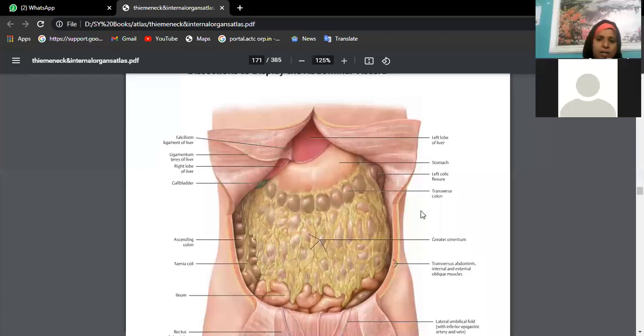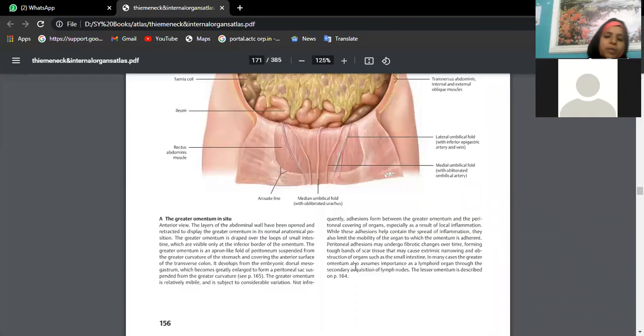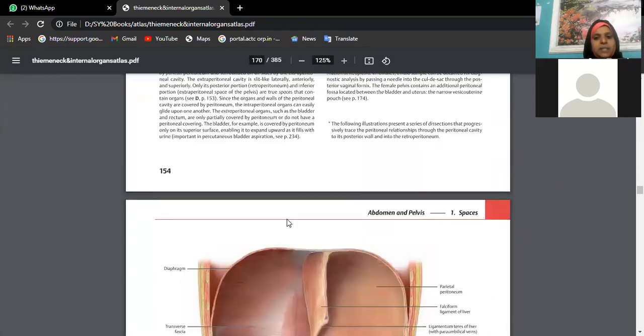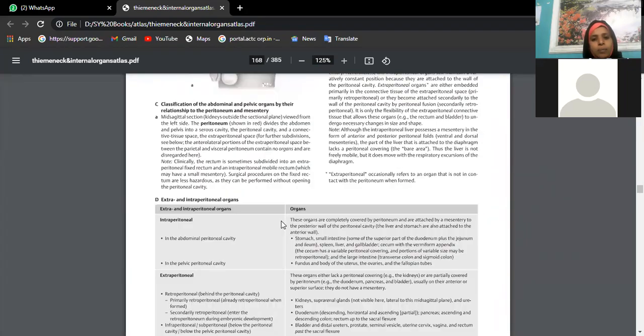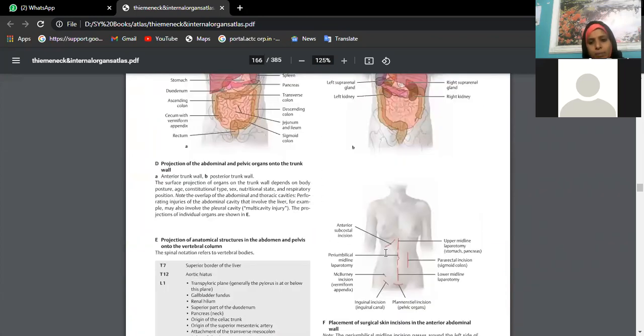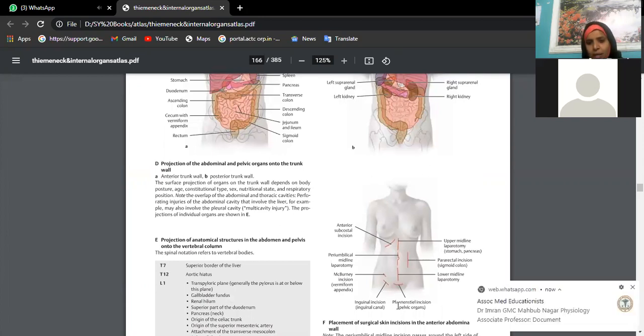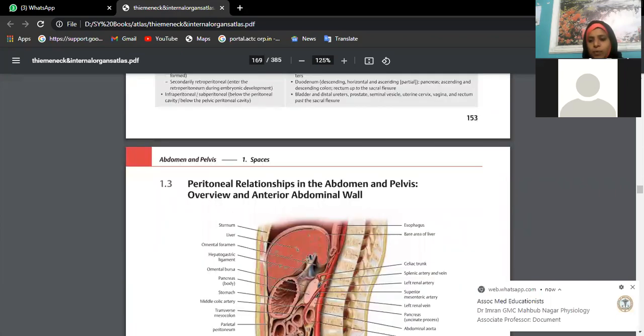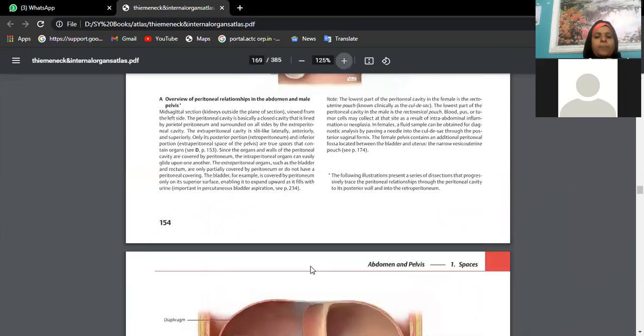Let's start. Again, I'll tell you a few points which are of importance. First, when you are exploring the abdomen, we are giving an incision in the anterior abdominal wall, isn't it? So when you give an incision in the anterior abdominal wall, suppose this is the anterior abdominal wall, you are giving one midline incision like this. Once you give the midline incision, what do we come across, Ritika?